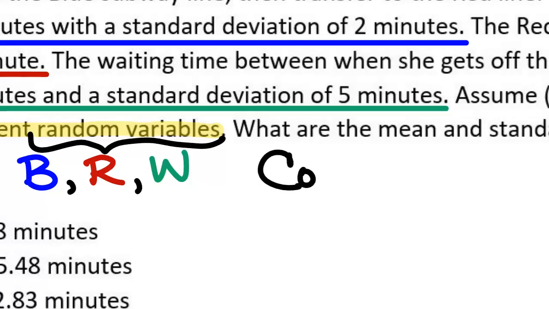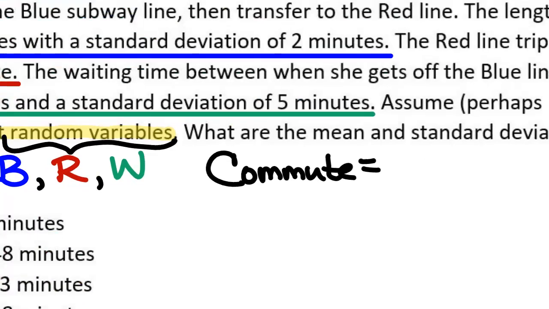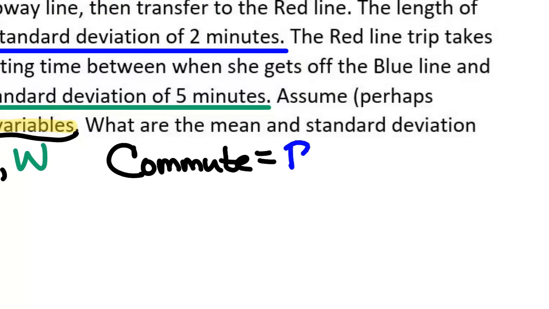So the commute has to put all of these together. First, she rides on the blue line. Then she waits. Then she gets on the red line. So we are combining 3 random variables here, and we're combining them by adding, because these times just accrue, they add on to each other.